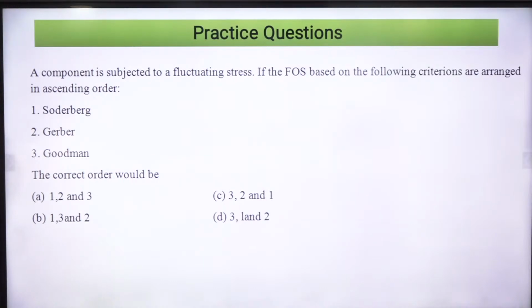This question is almost on the same line that we have discussed earlier.